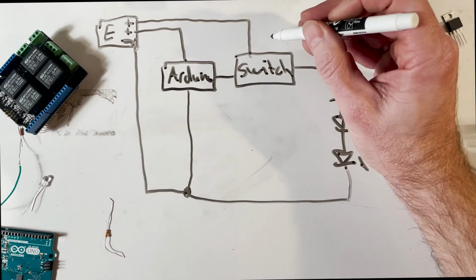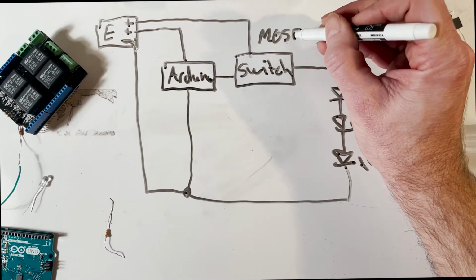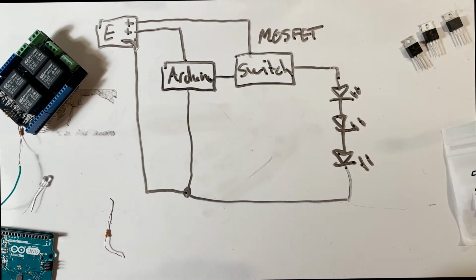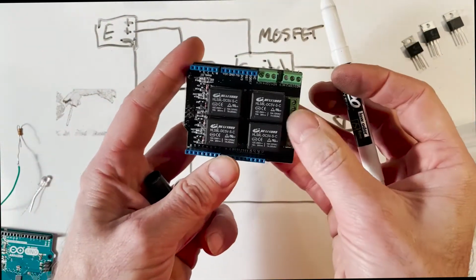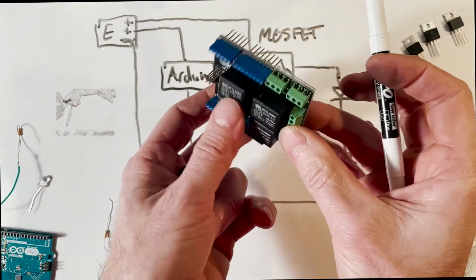So one option here is called a MOSFET, and we'll have some videos that show you how to implement that. The other way to do it, the more classical way, is with relays, and this right here is actually a shield of 4 relays.